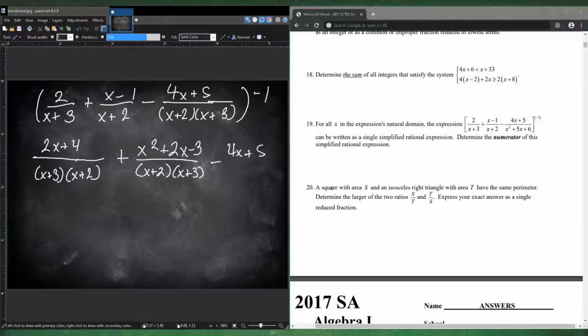So 4x plus 5, x plus 2, and x plus 3. You don't really have to write the x plus 3 the entire time. If you get really, really familiar with this, you don't have to. I'm just showing my work for you guys.